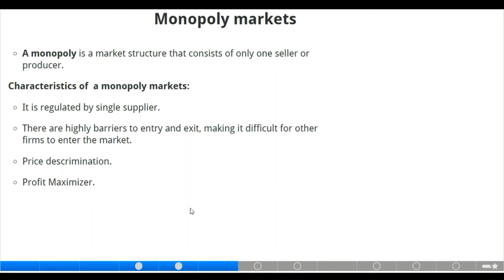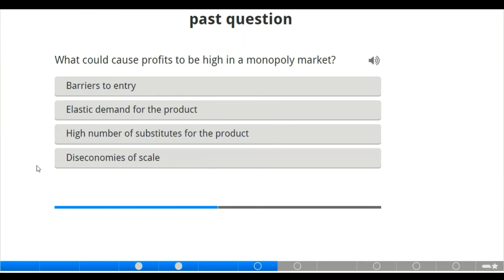Now we also have price discrimination. Of course, price is determined by the one seller in the monopoly market, and also profit maximizer, because they have high profit in a monopoly market since there is only one seller there. Now we move to the next slide. We also have first question here.